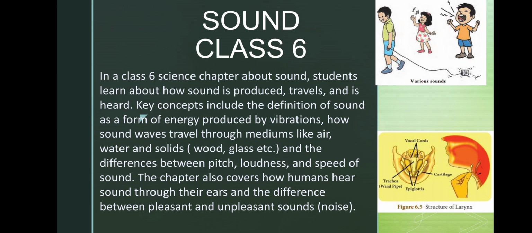In the class 6 science chapter about sound, students learn about how sound is produced, travels, and is heard. Key concepts include the definition of sound as a form of energy produced by vibrations, how sound waves travel through mediums like air, water, and solids, woods, glass, etc., and the differences between pitch, loudness, and speed of sound. The chapter also covers how humans hear sound through their ears and the difference between pleasant and unpleasant sounds, that is, noise.